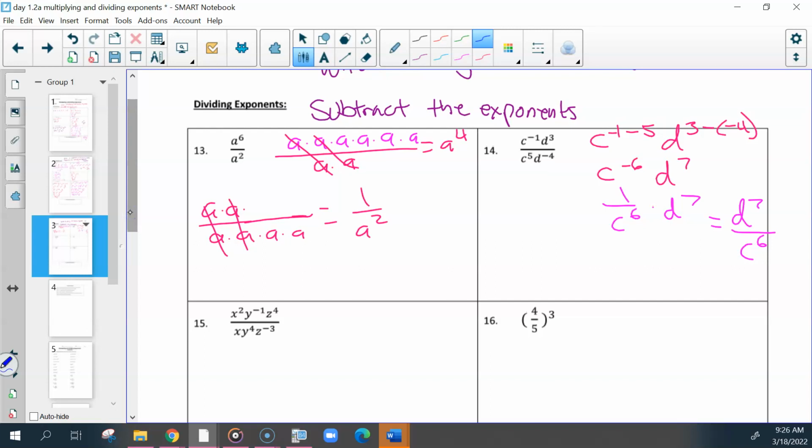Okay. So the other way we could have looked at this is because we know we have negative exponents, this would get moved to the denominator, this would get moved to the numerator. So we could rewrite this as D to the third, D to the fourth, over C to the fifth, C to the first. Not subtract in this case because we're no longer dividing like bases. Now we're multiplying like bases, so we would add them.